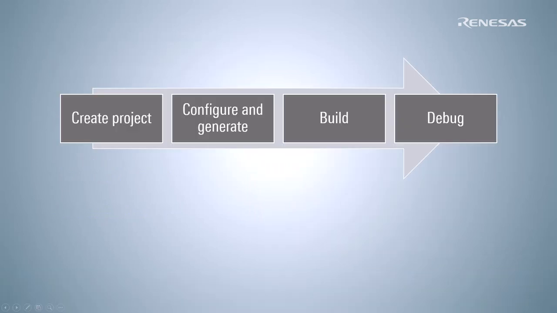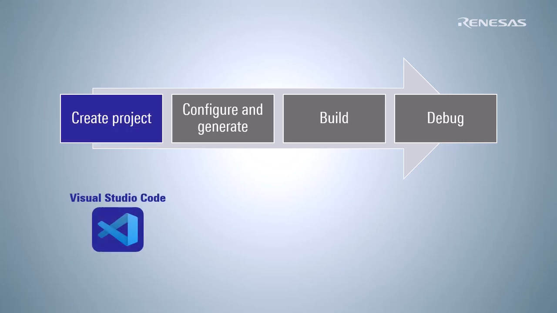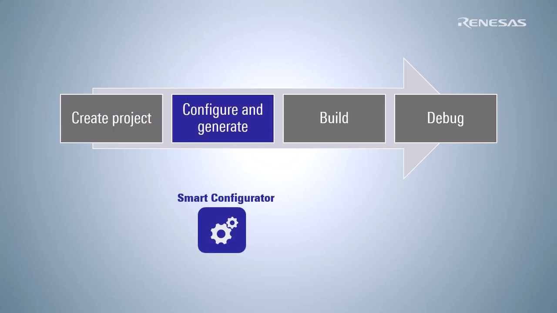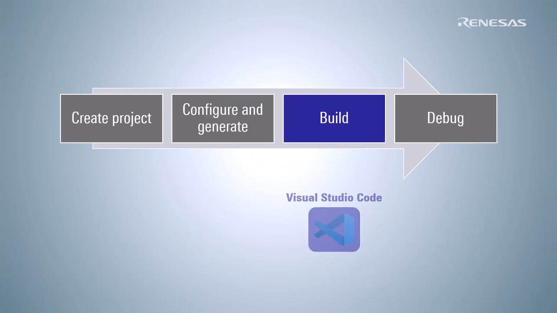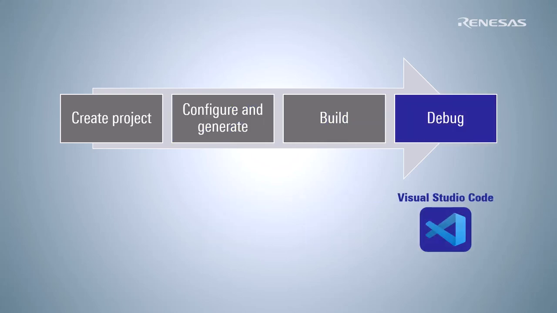The main part of this video can be divided into 4 sections. How to create a Smart Configurator project in Visual Studio Code. How to configure the project and generate C source and project files. How to build the project, and finally, how to debug the project.